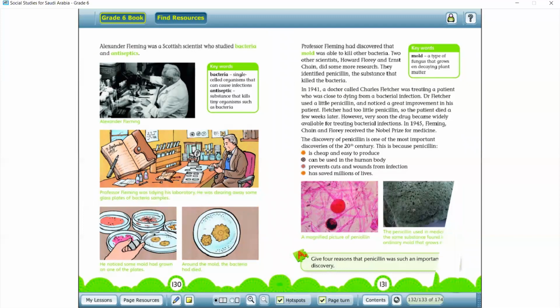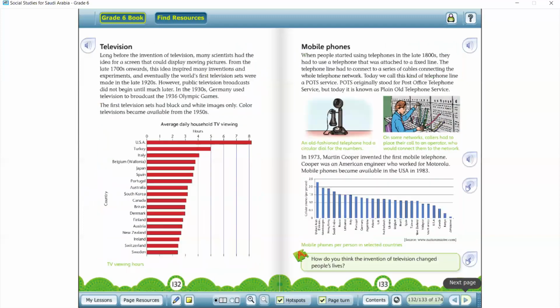On 132, they're showing you, very simple, television. They speak about the invention of television, how the scientists came up with it. You read through that information. And at the bottom, you have a bar graph. One side shows the countries, and the other side shows the hours, from 0 to 8. That's a discovery about the television.